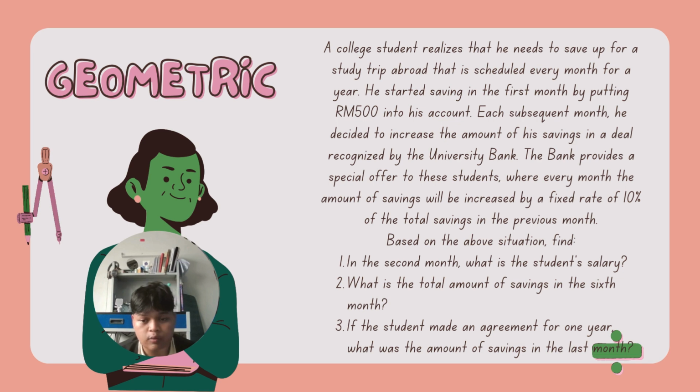For this question, we know that we need to use the geometric progression formula. The first term we call A, or A1, to find the answer. This is different from arithmetic progression, where every month the amount of saving will be increased by a fixed rate of 10%. That is a common ratio, equal to R. I will explain this about the geometric progression question.